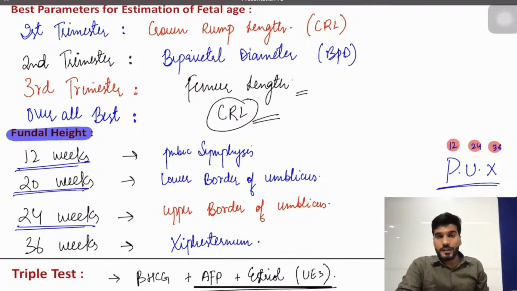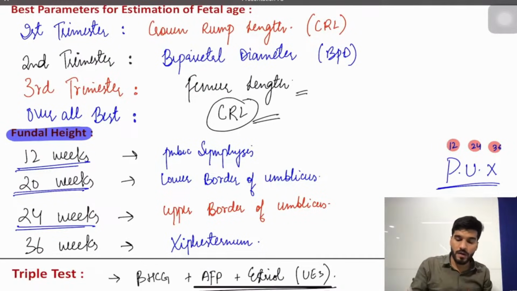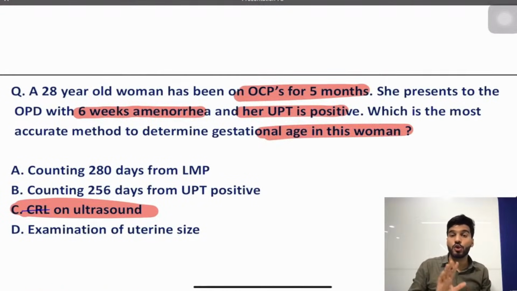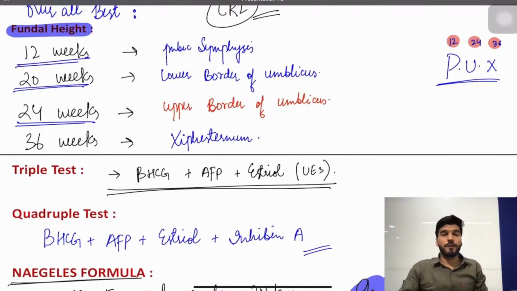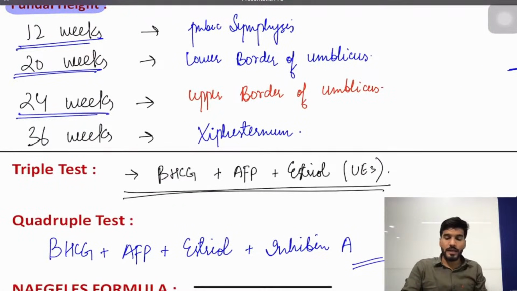parameters for estimation of the fetal age. The first parameter in the first trimester will be crown rump length, second will be biparietal diameter, and third will be femur length. Overall best, if they ask, mark crown rump length. Question will be like this: the lady is not sure about her dates, you cannot go for EDD. What will be the best one? CRL. Is that clear?